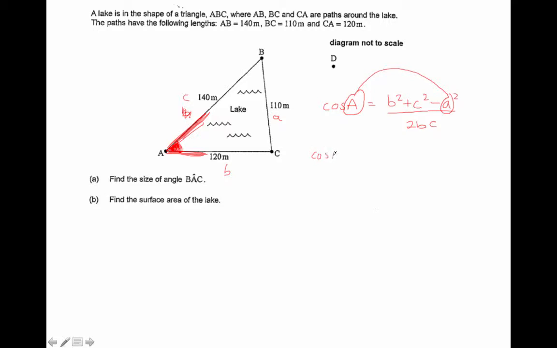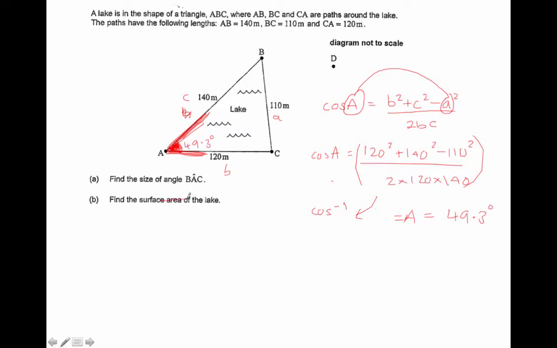So cos A is equal to 120 squared, plus 140 squared, take away 110 squared, all divided by 2 times 120 times 140. Okay, so cos A, put that into your calculator, you get a number. I don't know what it is, you'll get a number. But if we're trying to find A and we found cos A, we need to do inverse cos. So we need cos to the minus 1 of all of this will equal A. And that means that A comes out as 49.3 to three significant figures, 49.3 degrees.